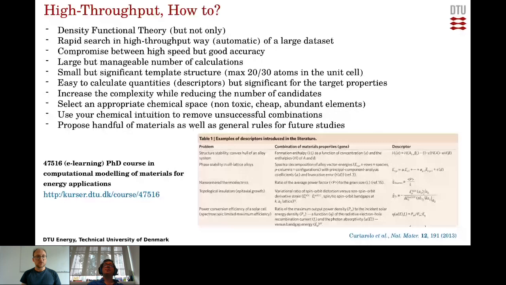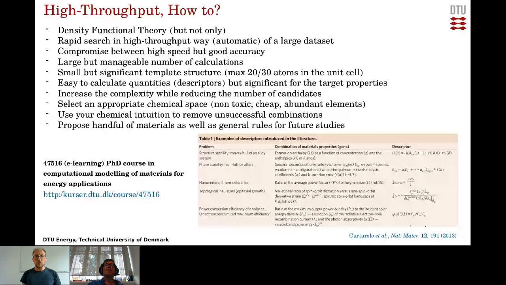We need to have a large but manageable number of calculations. Typically, we want a structure that has 20, 30 atoms in a unit cell in order to have a good number of calculations in a decent amount of time. And then we need to identify the descriptors that are easy-to-calculate quantities, but they can significantly target the property that we would like to have. And then we remember to increase the complexity step by step, and in each one of these steps, you reduce the number of candidates. You need to select a good chemical space. So look at the electronic properties first of all, because it's something that comes for free. So you don't have to run any calculation, and this will accelerate your materials discovery.